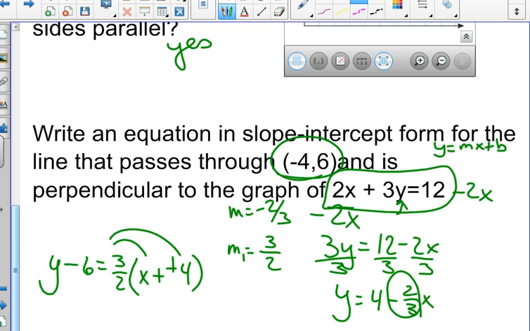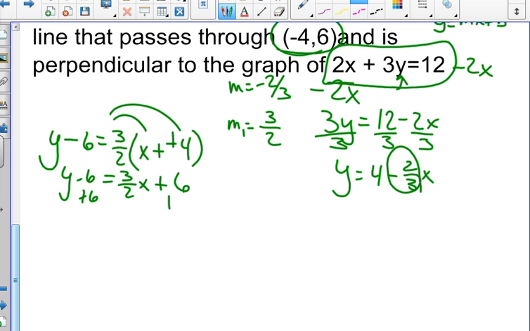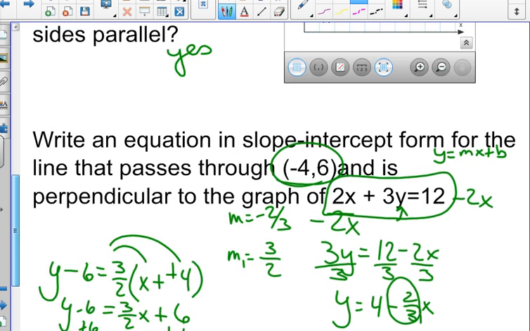Then we do the distributive property: 3/2 x plus 3 times 4 divided by 2, which is 6, equals y minus 6. Then we have to add 6 to get this in slope-intercept form. So y equals 3/2 x plus 12. Okay, there's your new line.